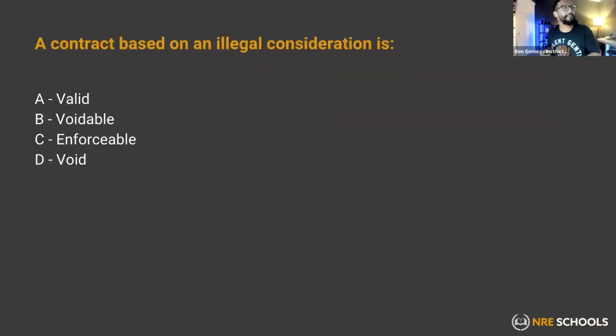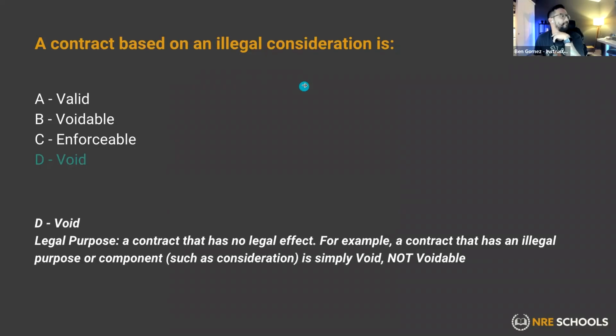All right, a contract based on an illegal consideration is... a contract based on an illegal D. We got one guess for D, void. But why is it? It's definitely not A because it's not a valid one. Is it voidable? It's not enforceable. It's void because it's illegal. Yeah, there we go. Nice job.